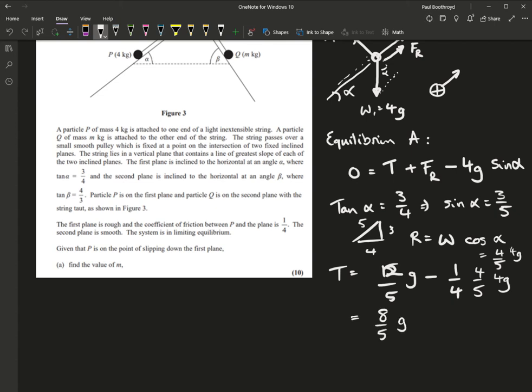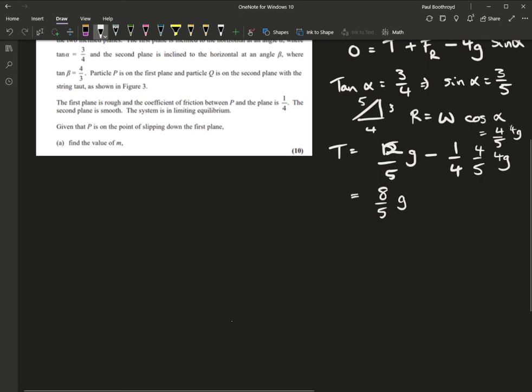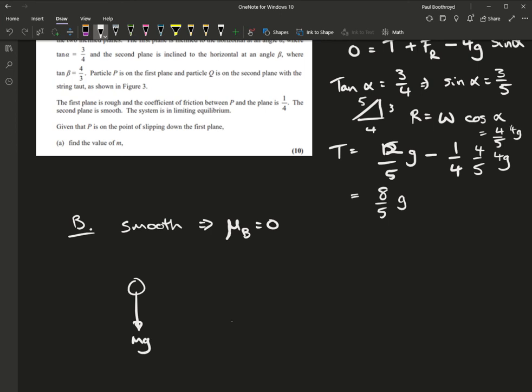On the second side then, we also have B. They said it's smooth, and that leads us to have a mu B of 0. Do the same motion: for B, the weight is down here, we don't know what it is, mg. The angle beta will be the angle between the force and that angle there, and we've got the tension pulling up.